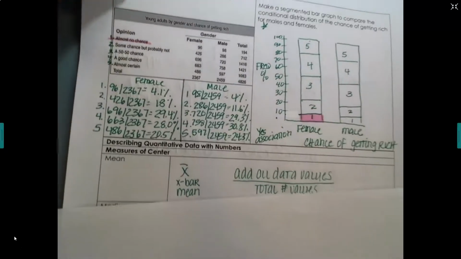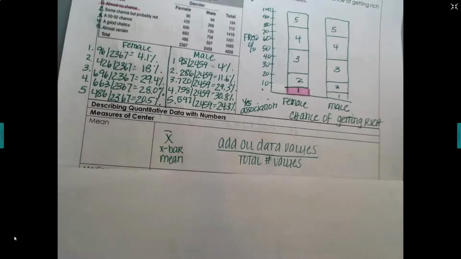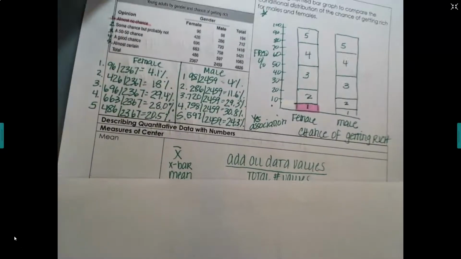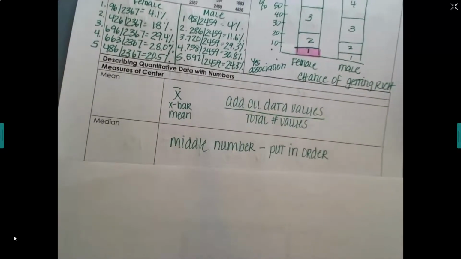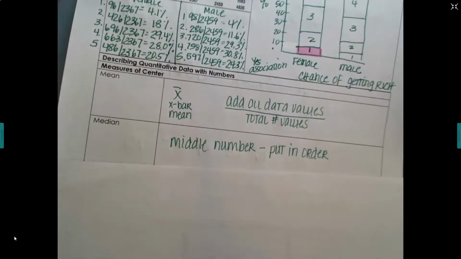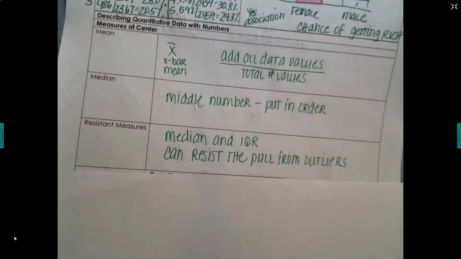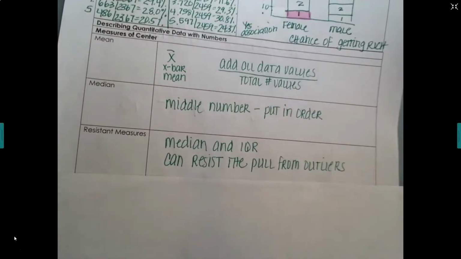All right, our mean, remember a mean, the symbol is X bar. It means mean. Add up all your data values and divide by your total number of values. Your median is the middle number when you put everything in order. Resistant measures is your median and your IQR. They are called resistant because they can resist the pull from outliers and they don't move as far as, say, a mean would. And let me show you what I mean by that.